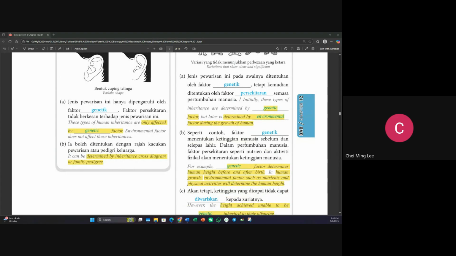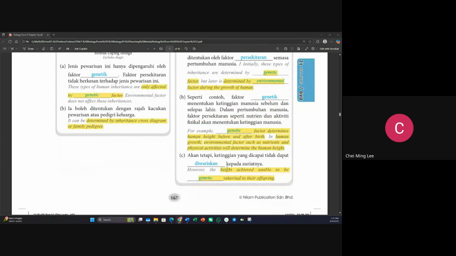This involves lifestyle habits. It means that if your nutrient intake is overloaded, this is also an environmental factor, because it is according to your nutrition habit. All right, so the genetic factor determines human height before and after birth. In human growth, environmental factors like nutrition and physical activity will determine the human height.